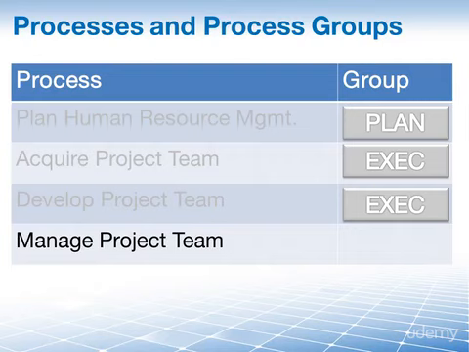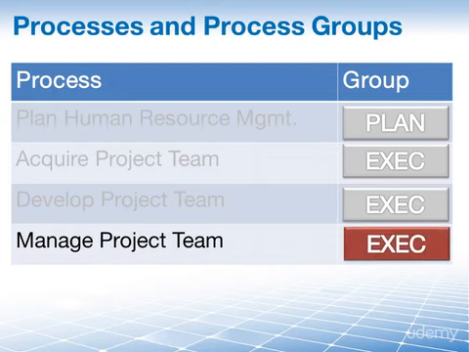So the first one, plan human resources management, is planning in the planning process group, then acquire project team and develop project team, both in the executing process group. Now, manage project team, what do you think? Does this fall into monitoring and controlling? Does this fall into executing, or does it possibly even fall into closing? Well, it falls into the executing process group.